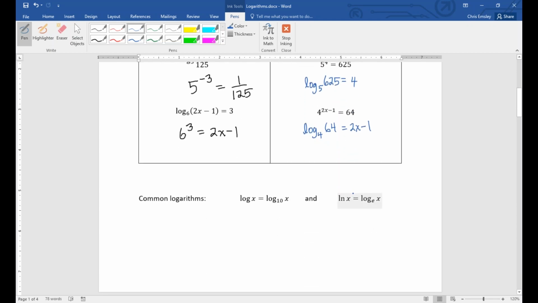We have a couple common logarithms that you will see. Anytime you see just a plain old log x without a subscript or without a base, that automatically implies that the base is equal to 10. So when you see that log button on your calculator, that is really a log base 10 of x. And similarly, you might have seen on your calculator at some point this ln, that stands for natural logarithm. Anytime you see ln of x, that's the exact same thing as log base e. And again, that's a button on your calculator.